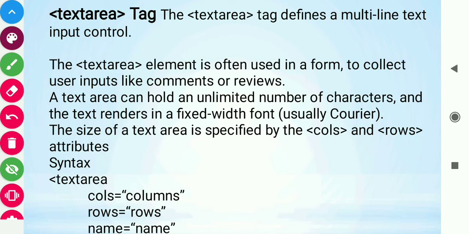And a scroll bar also appears so that the user can exceed the number of specified columns and rows. So this textarea you can use in an HTML form where the user wants to input comments or reviews. And this textarea can hold an unlimited number of characters. And the size of the textarea can be defined in the form of columns and rows.